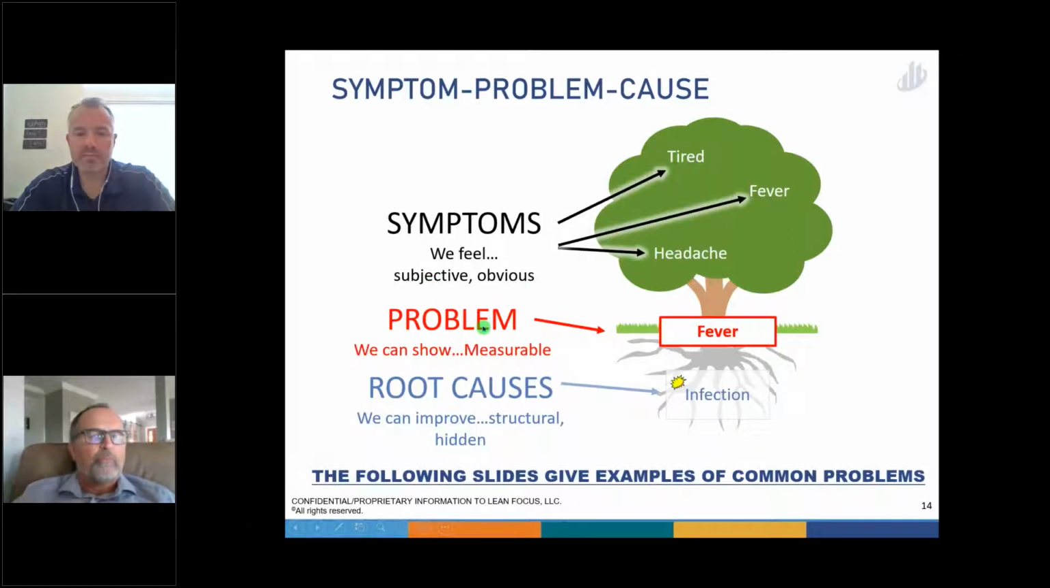The problem that we want to get to is a measurable problem that we can address. And so you can see here, the fever is something that we can take. We can take your temperature, we can measure a fever, and then we have something measurable. And then finally, we look at root causes.